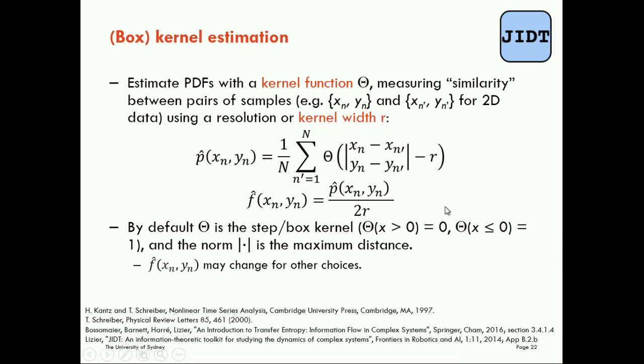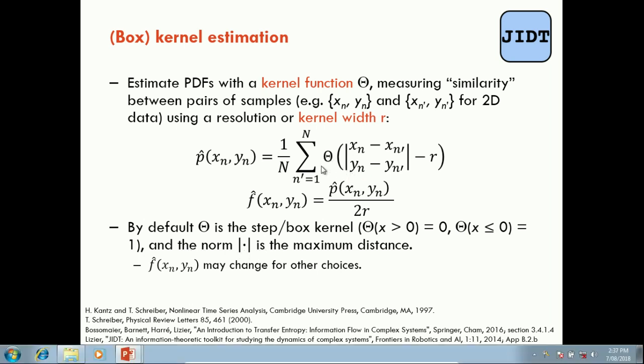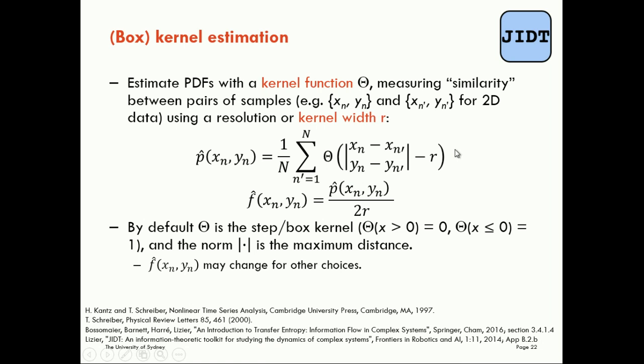By default, the kernel function that we use, and the one used in JIDT, is a step or a box kernel. So we simply have a zero contribution if the difference between the points is greater than r, and here we're taking the maximum deviation in either x or y, or if it's less than r, we have a contribution of 1. And so the norm, as I said, is the maximum distance. So basically what that's doing when we're adding it up over all of our points, we're counting the number of other points that are within r at maximum of our point n. Okay, that's what we're doing with our box kernel.